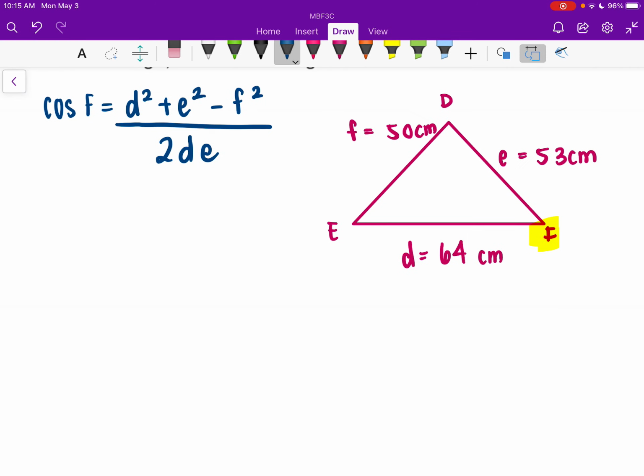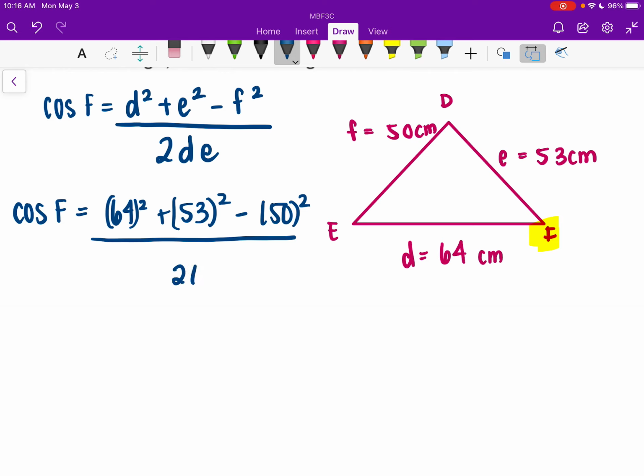Again, the sides that are not involved is what you're going to be dividing by. So cosine F is equal to, D is 64 squared, plus 53 squared, minus 50 squared, divided by 2 times 64 times 53. Right, so cosine F. I'm just going to do the addition without writing it out. You can write it all out if you want, but I just did it all in one line.